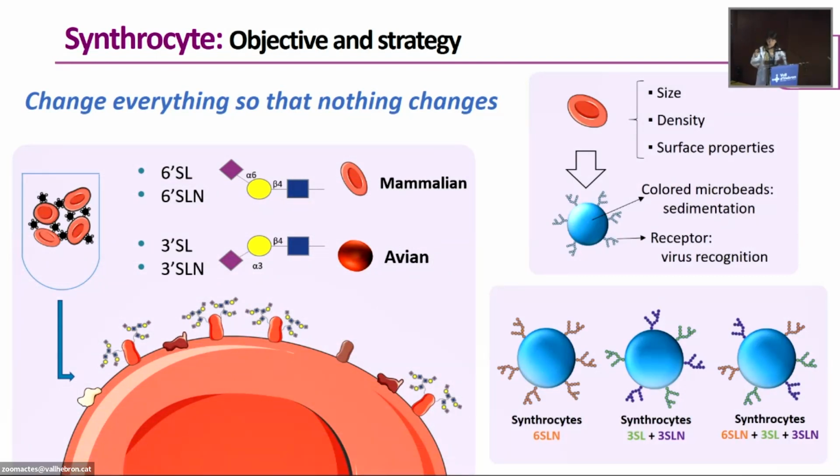We developed a synthetic reagent that is based on particles, a specific type of microparticles that settle down imitating red blood cells. We coat these particles with receptors, and this gives this reagent this binding ability and these surface properties to produce this differential sedimentation. And then, because we have this synthetic reagent, we can produce synthrocytes to imitate avian red blood cells, to imitate mammalian red blood cells, or to make a combination of both of them.